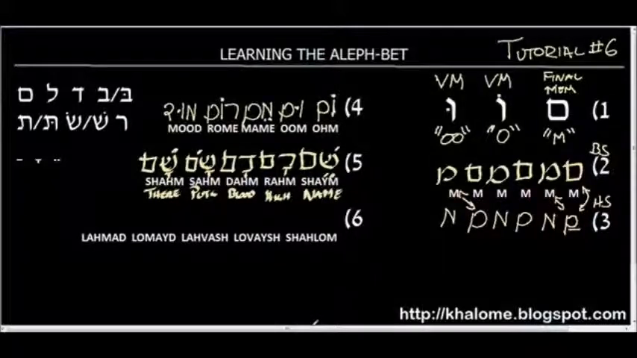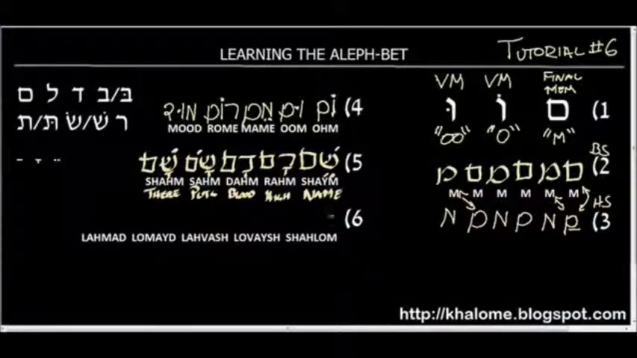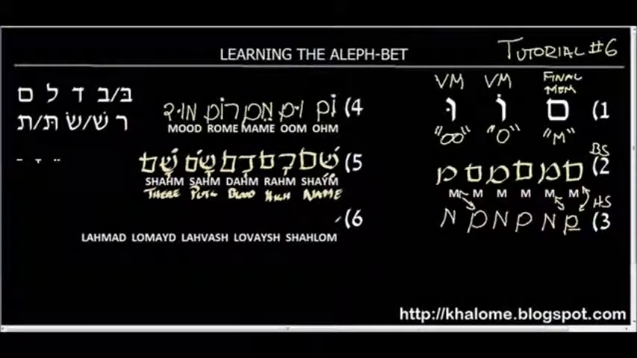Exercise 6 is little three-letter words. Well, actually three-letter words, three consonants, I suppose. Although the vowel marks for the O and the U actually appear like another letter.